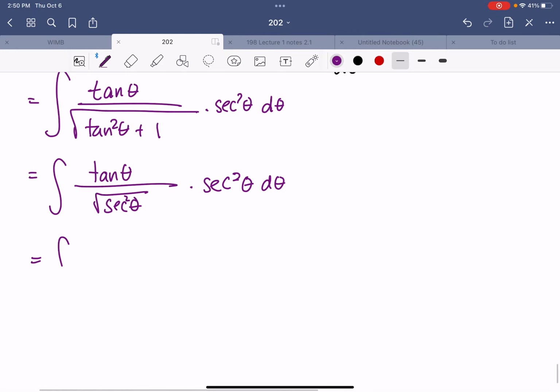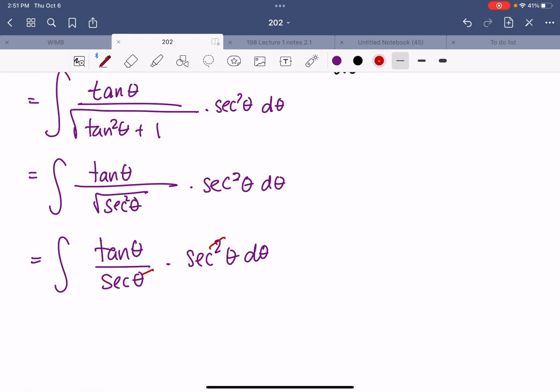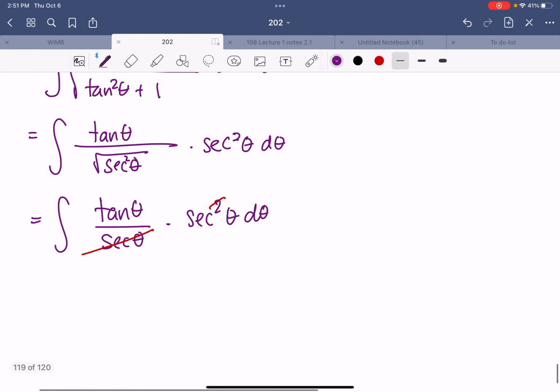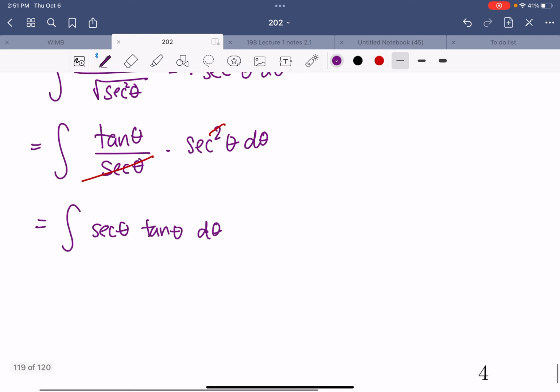Then take the square root. So I have the tangent theta over the secant theta times secant squared. One of those secants cancels, so the 2 cancels with that one. And I'm left with just the integral of secant theta tangent theta d theta. And the antiderivative of that is secant theta plus a constant.